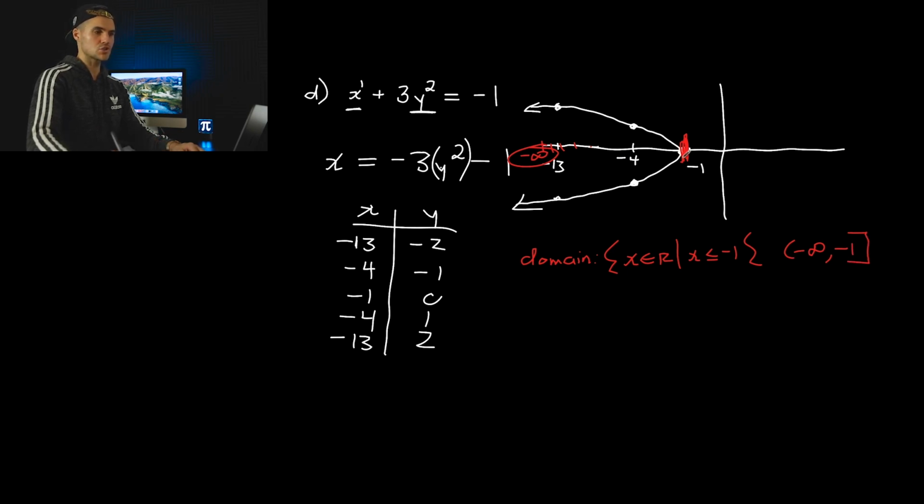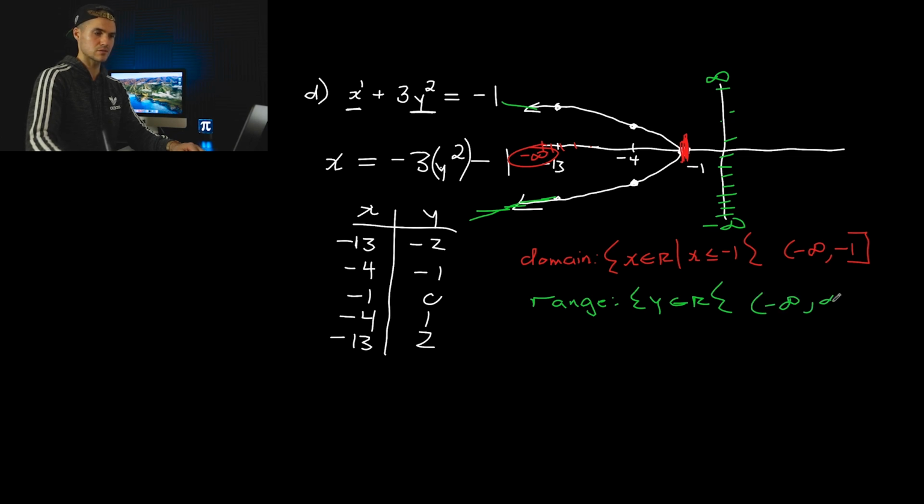And then for the range, same thing as the previous one. There is no limit on the y values, right? From negative infinity to positive infinity. This keeps extending down, this keeps extending up. So basically all the y values at some point are going to get hit on this relation. So we would say the range is just going to be y ∈ ℝ, or in interval notation from negative infinity to positive infinity, like that. And then is this a function?